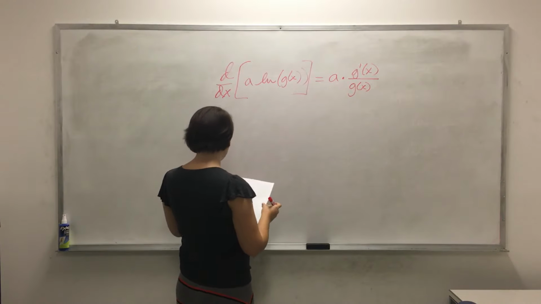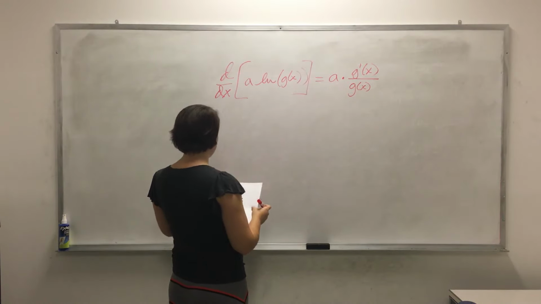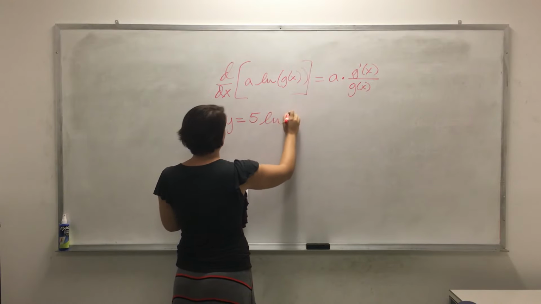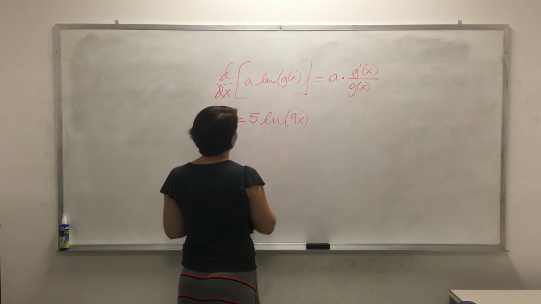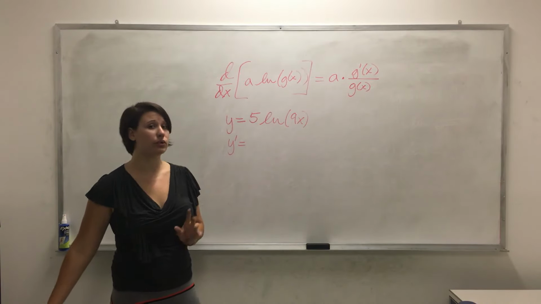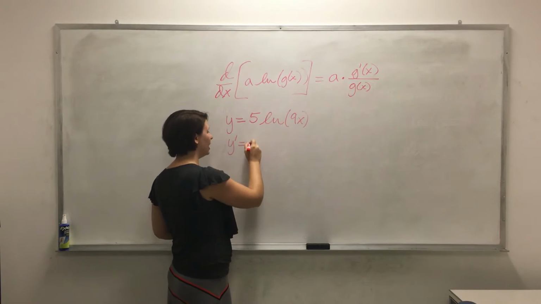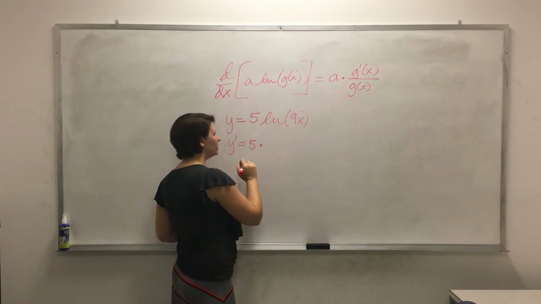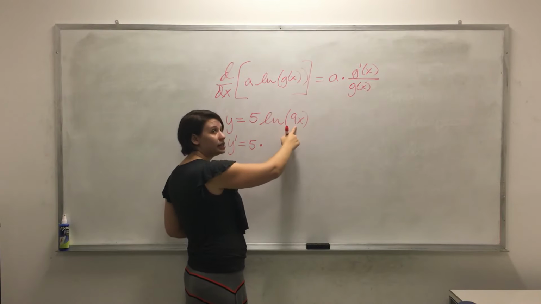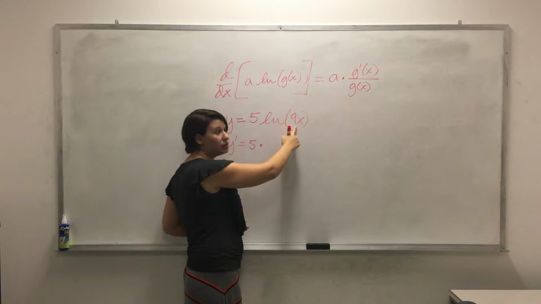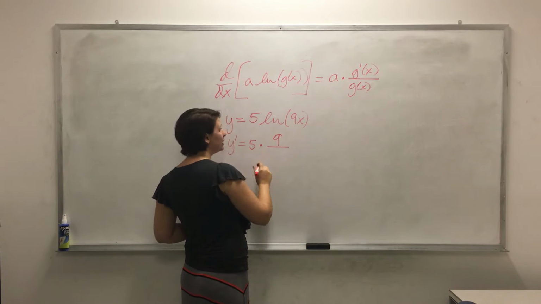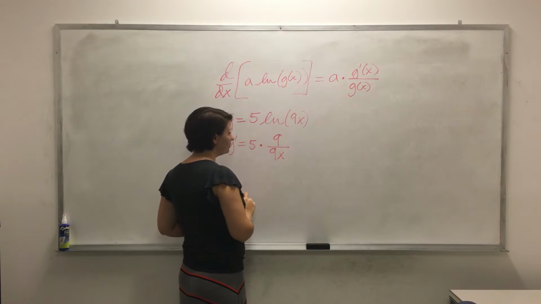So let's do an example. If we have y is equal to 5 natural log of 9x. So y prime is equal to, we rewrite the coefficient, so the 5 drops down, times the derivative of the inside, so the inside is 9x, derivative of 9x is 9, over the entire inside, 9x.